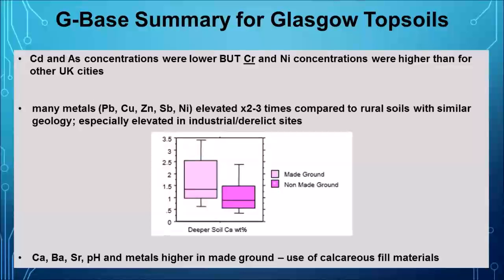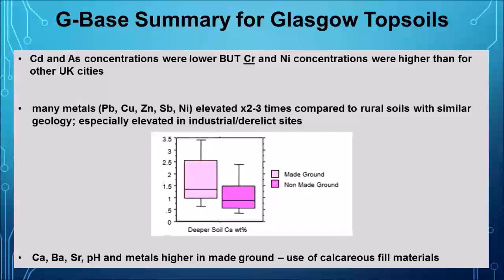There were a number of other markers that we could use to pick out sites that were contaminated, and these include elements such as calcium, barium, strontium, also elevated pH. These were typical of the mid-ground areas of Glasgow, and this is the data here for calcium. A lot of this was down to the use of calcareous fill materials.